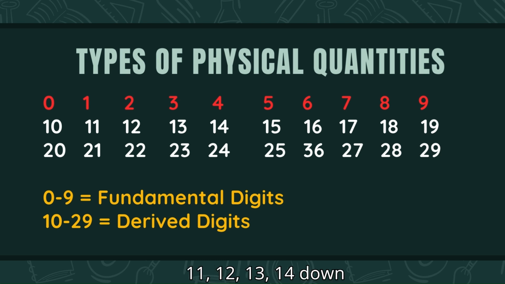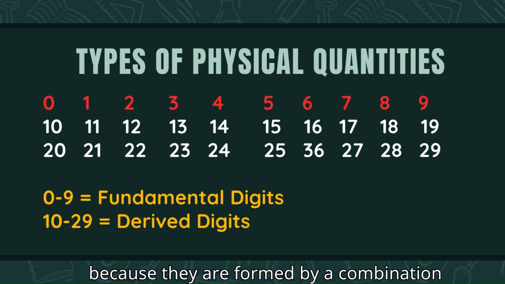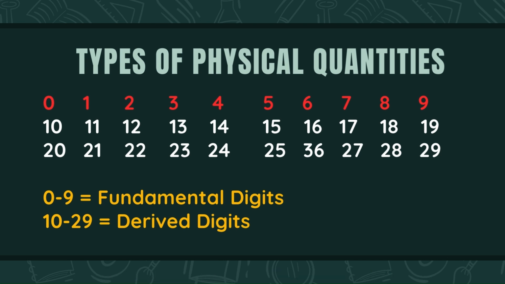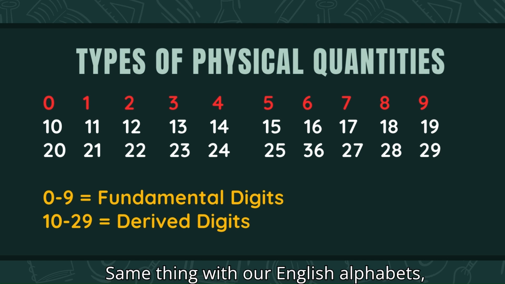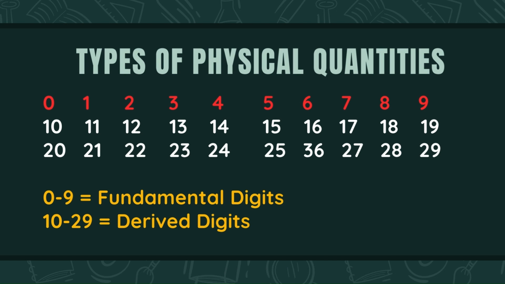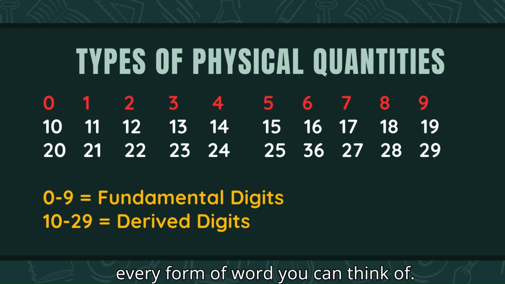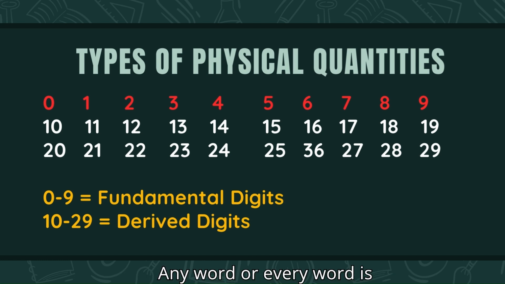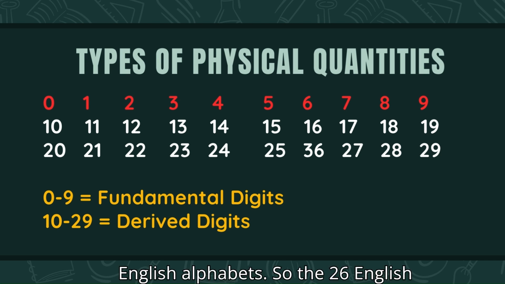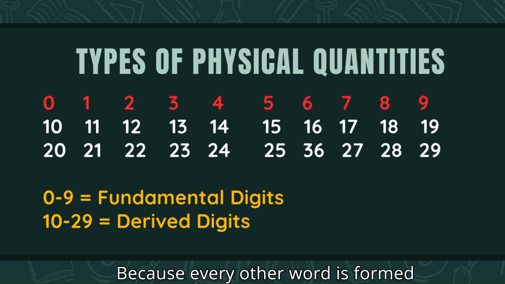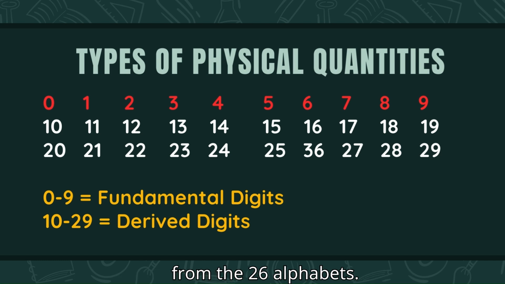While 11, 12, 13, 14 down to 29 can be said to be derived because they are formed by a combination of two or more of the fundamental digits. Same thing with our English alphabet, the 26 letters we have. They are the basic building blocks to every form of word you can think of. Any word or every word is formed from the 26 English letters. So the 26 English letters are said to be fundamental because every other word is formed from them.